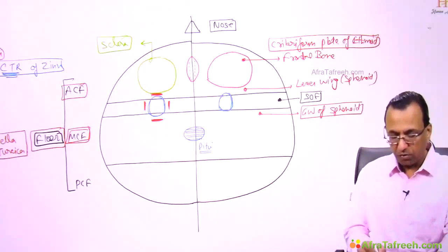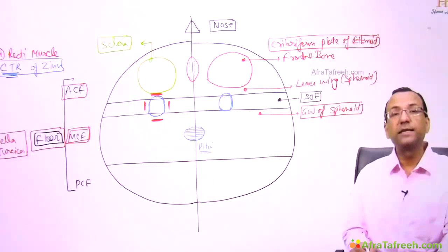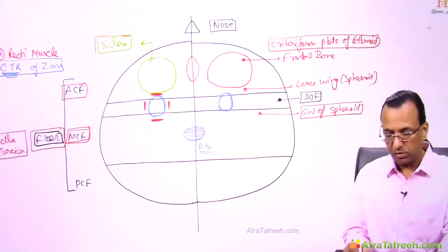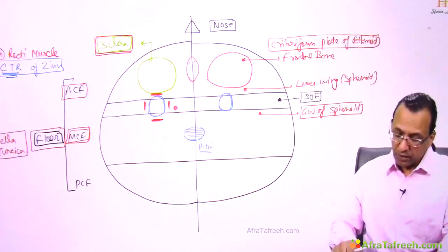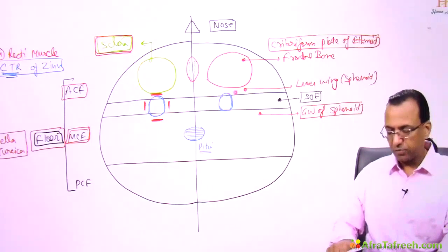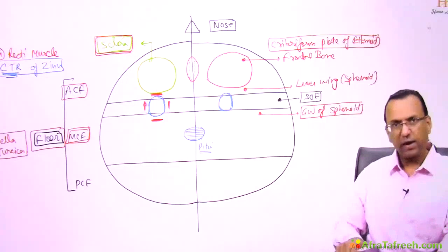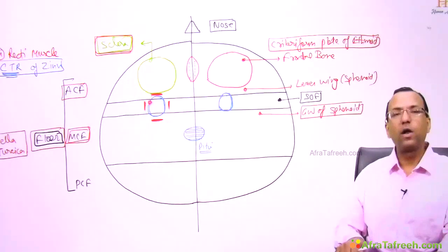If you say four recti muscles take origin here, where is the insertion then? Sclera of the eyeball. All muscles insert into the sclera of the eyeball. So the common tendinous ring of Zinn, which is on both sides, will give you origin to four recti muscles, and they'll be inserting into sclera. Let us follow one of them.